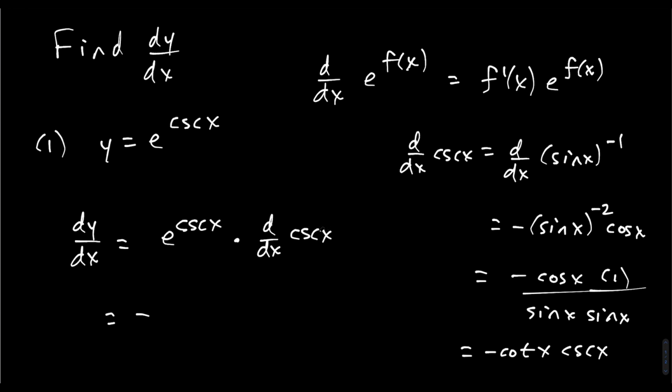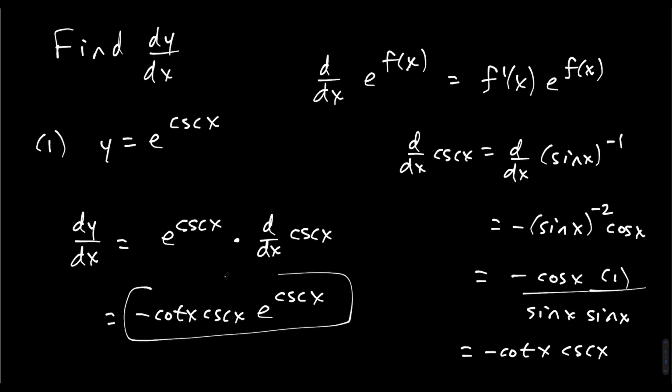So the derivative of cosecant I'm going to write first. We have minus cotangent x, cosecant x, and then we have times e to the cosecant x. So here's our derivative for the first example.